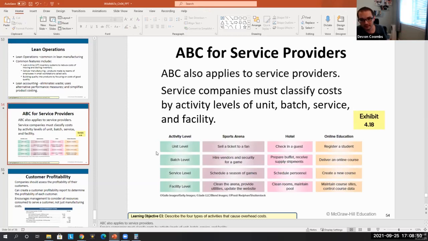And then this also applies to service levels. You can look at this for online education. You register at the unit level. I deliver the online course at a batch level. I might create new courses at a service level. And then at a facility level, you have the college maintaining all of these websites. As a consultant, you can look at this too.